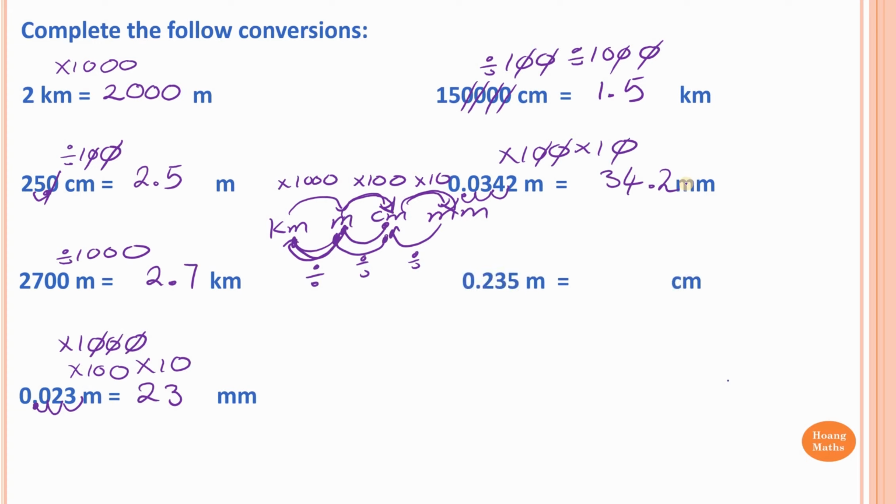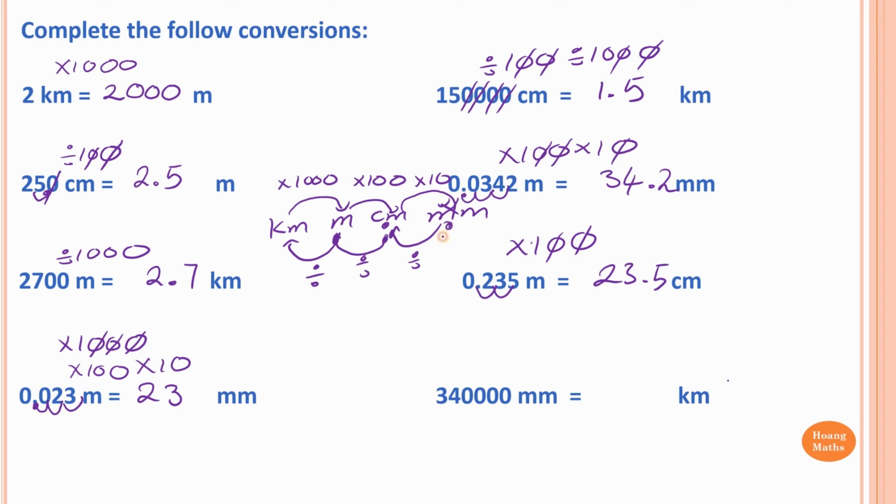So we have 0.235 meters to centimeters. From meters to centimeters, we times by 100. So the number is increasing. You times by 100, so you move 1, you cancel this. You move another 1, you cancel this. So it's 23.5 centimeters.